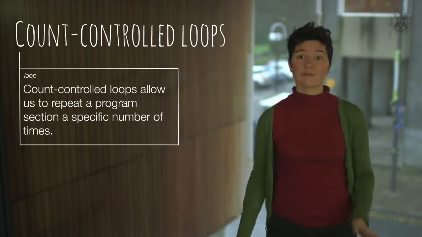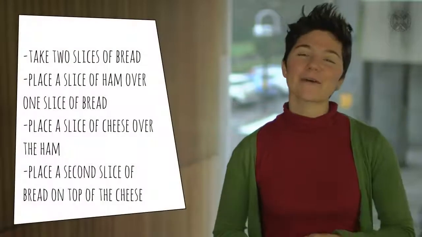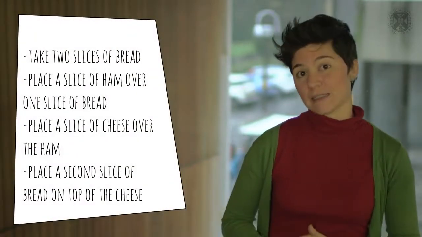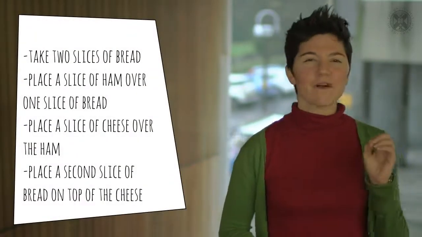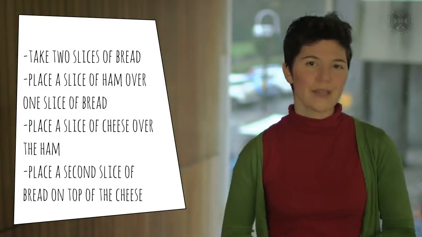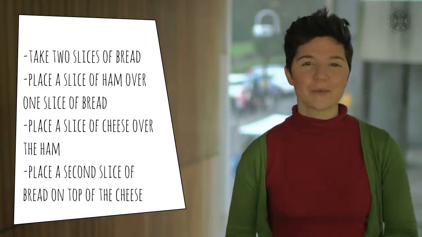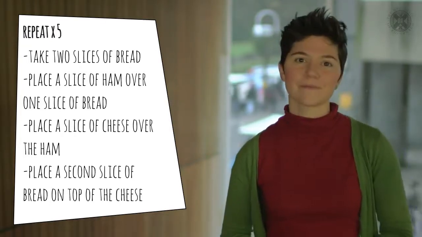There are many examples from everyday life where count-controlled loops are used. For instance, if I was to tell Cody how to make 5 identical sandwiches, I would repeat 5 times the process we saw last week for making a sandwich. We can accordingly modify our sandwich making algorithm with the use of the repeat keyword, like this.